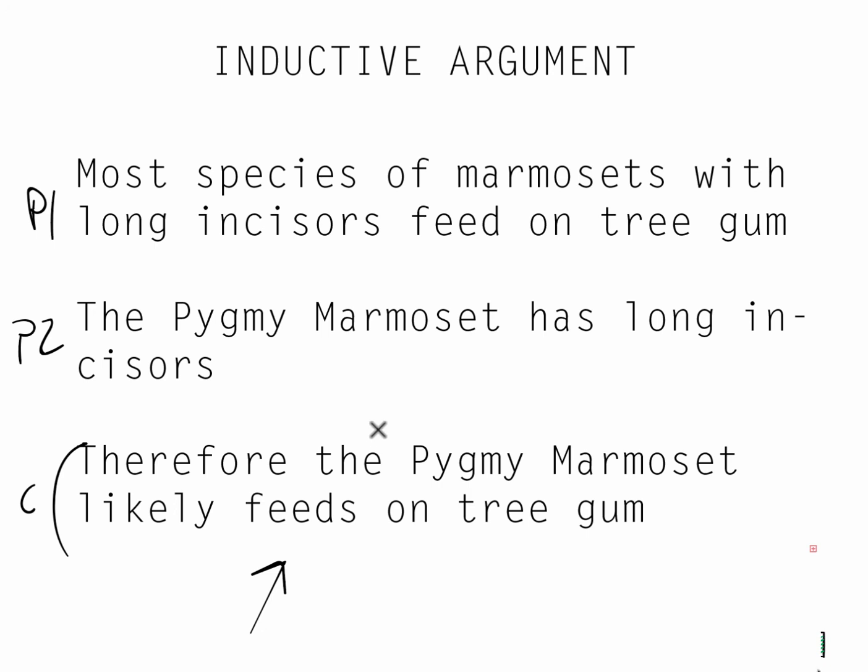We're not absolutely sure, right? The pygmy marmoset might be an exception to this general principle. Even though they have incisors, maybe they just feed on fruit, leaves, and other stuff, right? But if both these things are true, we have some reason to accept this conclusion.